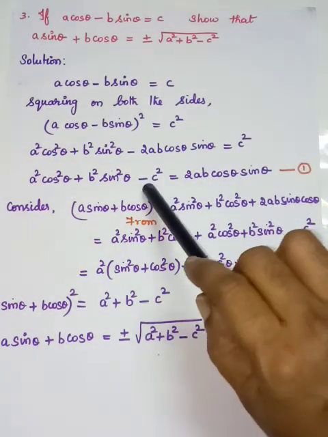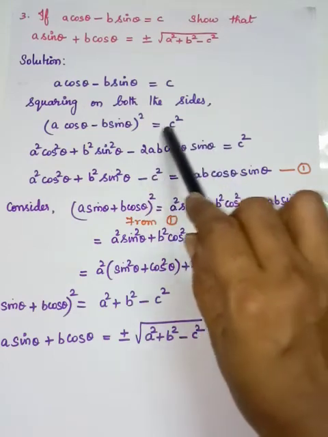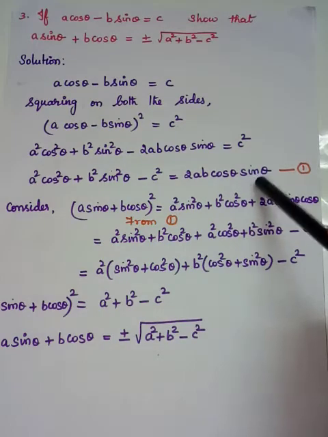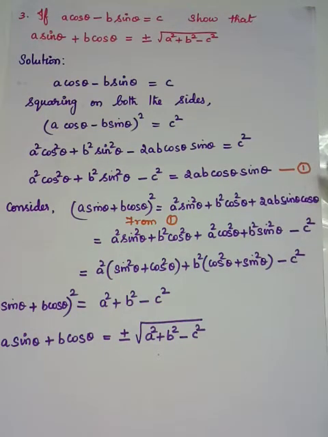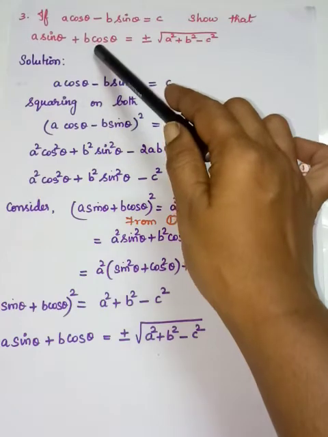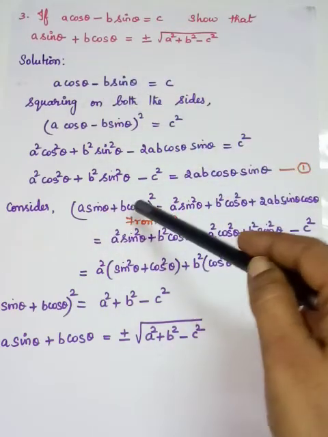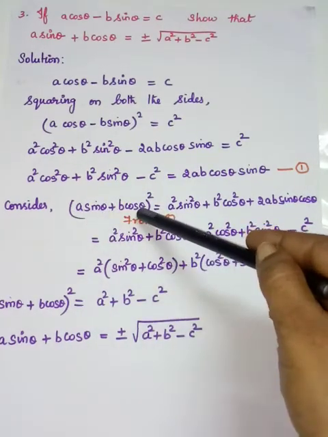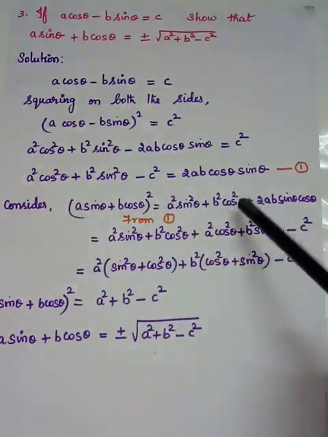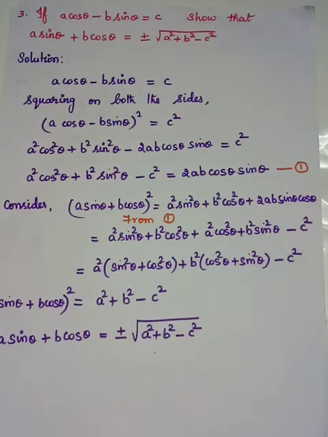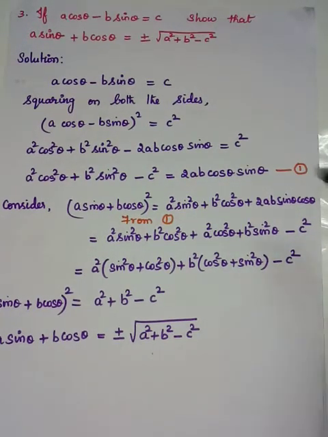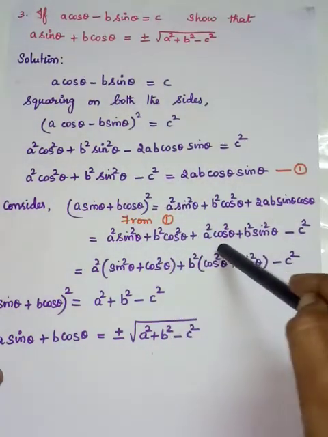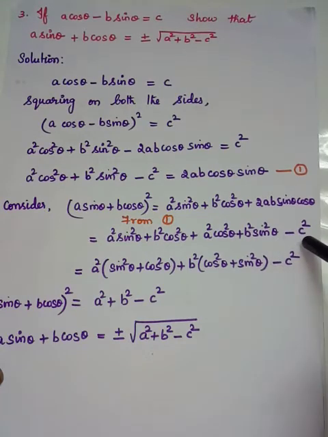Bring the c squared to the left side as minus c squared, and bring this term which is in the minus to the right side, and call this as 1. And the result you have to prove, take a sin theta plus b cos theta and square it. It is in the form of a plus b the whole squared. Write a squared sin square theta plus b squared cos square theta plus 2ab sin theta cos theta. Okay, so from 1, in the place of 2ab sin theta cos theta, write a squared cos square theta plus b squared sin square theta minus c squared.